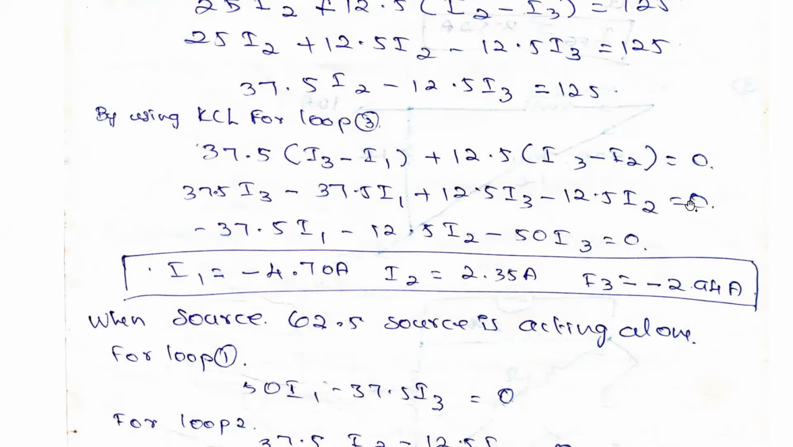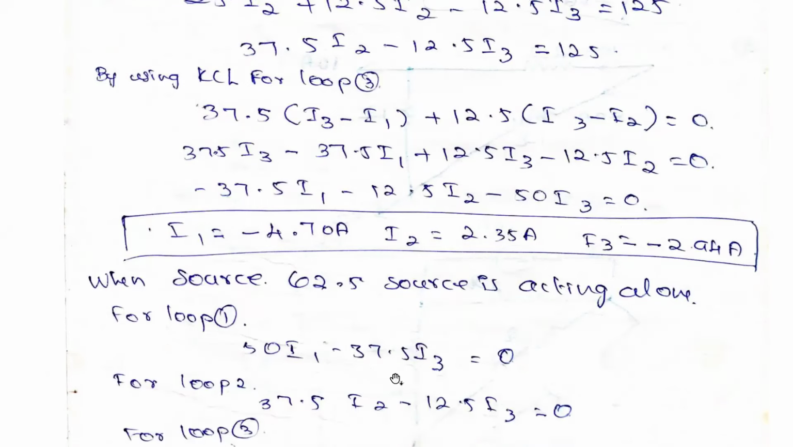Say for example I'm taking this second equation. It is in the form of a_n x plus b_n y plus c_n z is equal to d_n. So three unknowns are there. If you put all these values in the matrix, it automatically gives the answer. So solving, we get I1 equal to minus 4.70 amperes, I2 equal to 2.35 amperes, and I3 equal to minus 2.94 amperes.